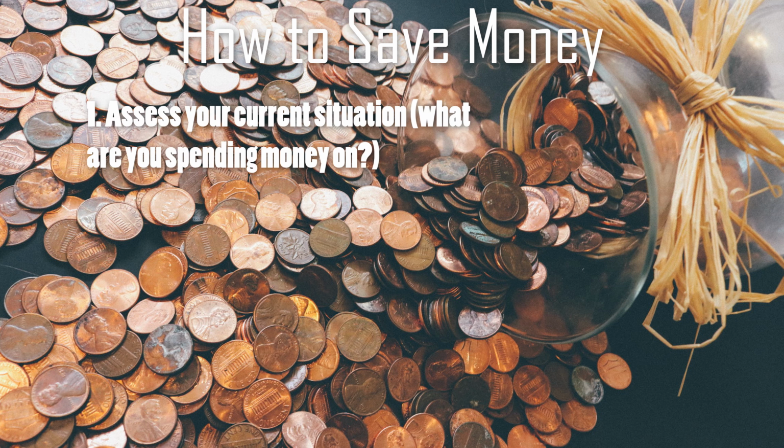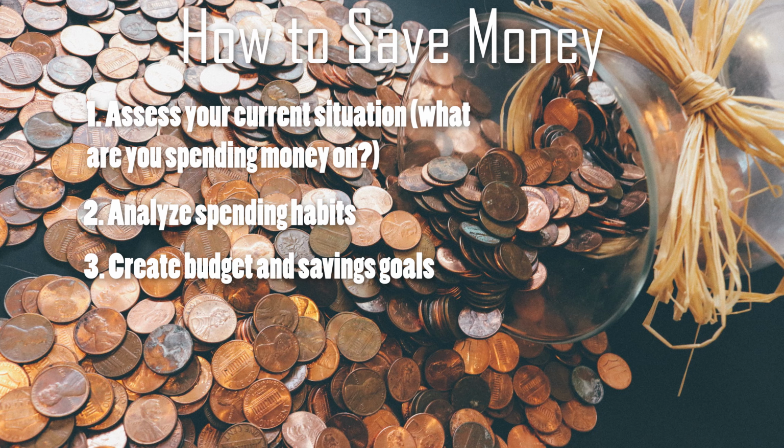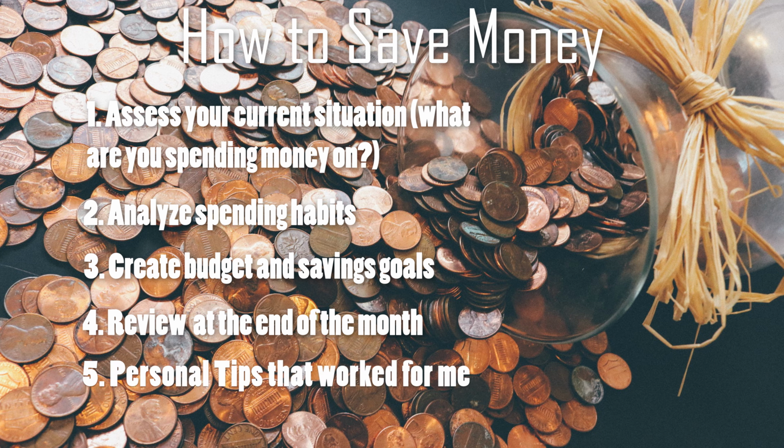The first thing you're going to want to do is assess your current situation. What exactly are you spending your money on? Next, we'll analyze spending habits, and this will be followed by creating a budget and savings goals for you. And then at the end of the month, you want to review whether or not you met those goals. And if not, why didn't you make them? What came up? Maybe it was some sort of expense. And then finally, I'll go over personal tips that worked for me specifically and that I found helpful.